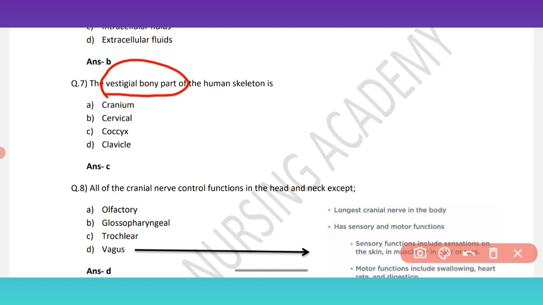The appendix is not doing any kind of function, and it is more prone to what? Appendicitis. Rupture of the appendix will cause peritonitis, right? Fine. And in the same way, here they are asking about the vestigial bony part. So which bony part is not at all having any function in our body? That is the coccyx. Fine. So the coccyx is the one which doesn't have any function in our body. So here the right answer is option C, that is coccyx.